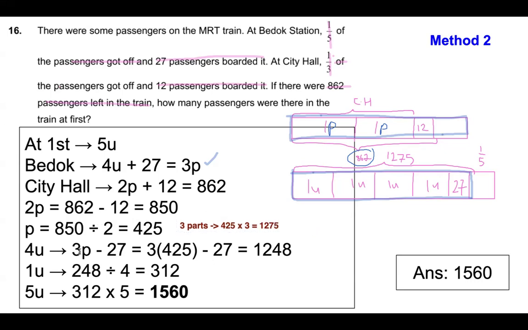Okay, so then after that, 1275 is equal to the 4 units plus the 27, remember? So in order for you to find 4 units, you will need to minus 27. So 1275 minus 27. Then the rest of the method would be the same. Which is 1248. And then you find 1 unit, and then you find 5 units. Okay, so it'll take a while to process this.